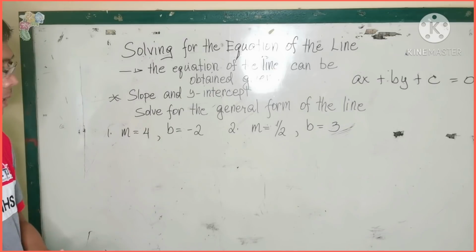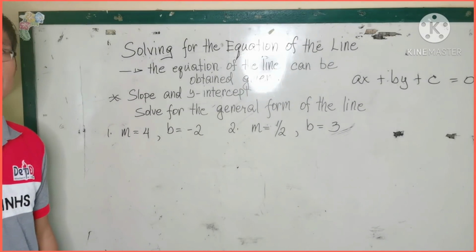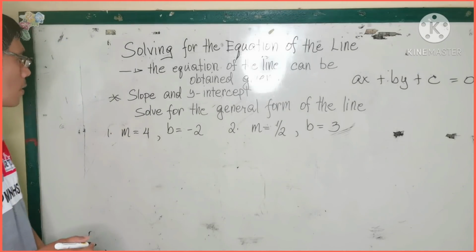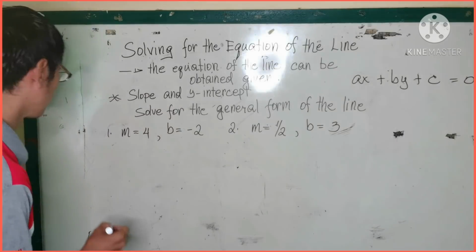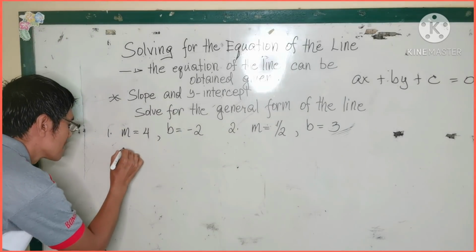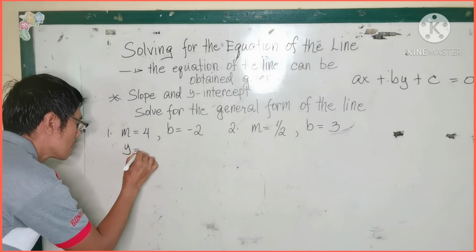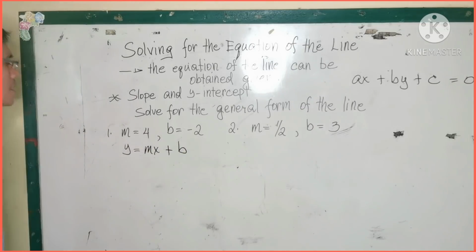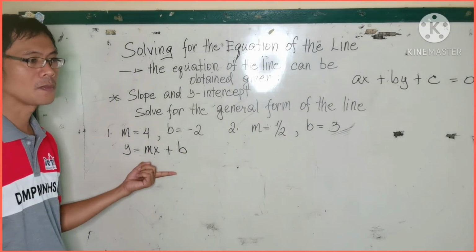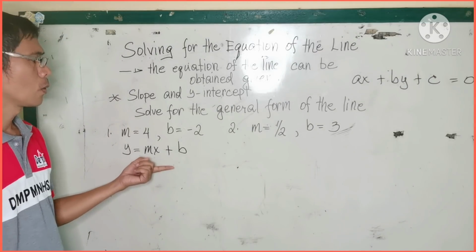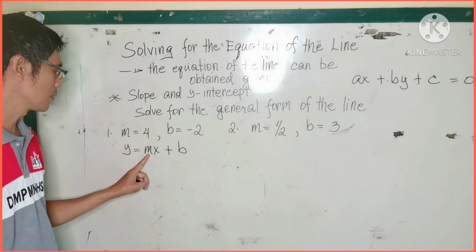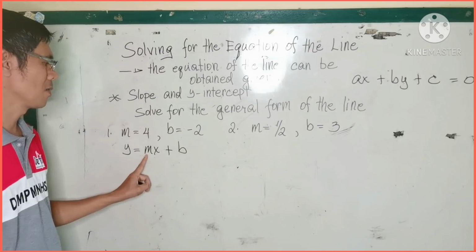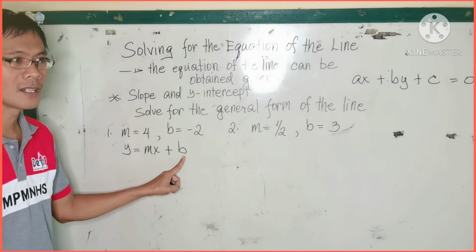If we may recall, we have different forms of the equation of the line. One form is the slope-intercept form, which is simply y is equal to mx plus b. From this slope-intercept form, we will simply substitute the value for m and the value for b. So m is the slope, b is the y-intercept.